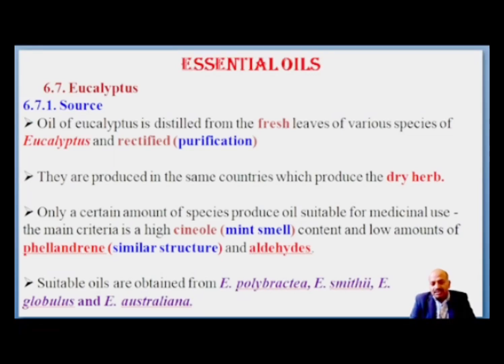Only a certain number of species produce oil suitable for medicinal use. The main criteria is high phenol content, that is, a mint smell will be there, and low amounts of phellandrene, a similar structure, and also aldehydes. Suitable oils are obtained from E. polybractea, E. smithii, E. globulus, and E. australiana. So these are different species we can see. There are various species of eucalyptus leaves. Whatever may be the species, we can obtain the eucalyptus oil from these different types of species.